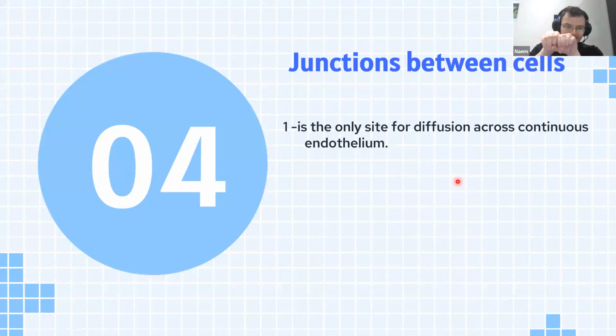Okay, so this place where they hold together is the only place possible for diffusion to happen. Diffusion can't happen across the endothelium. It only can happen in these junction places where two endothelial cells come together. Okay, clear? So this is the only place where diffusion is allowed. And at the same time, it's not freely allowed.